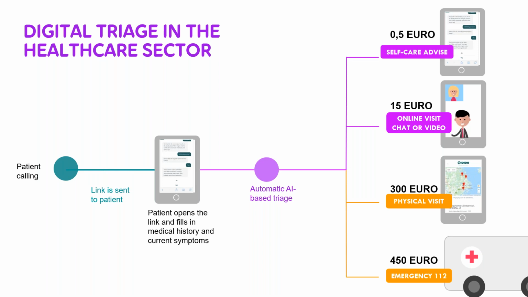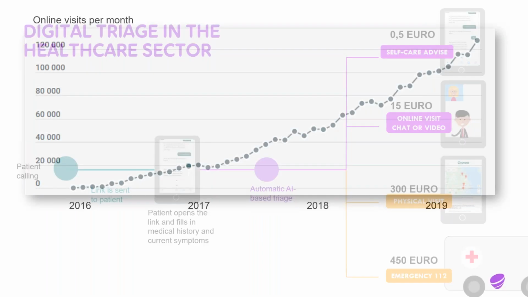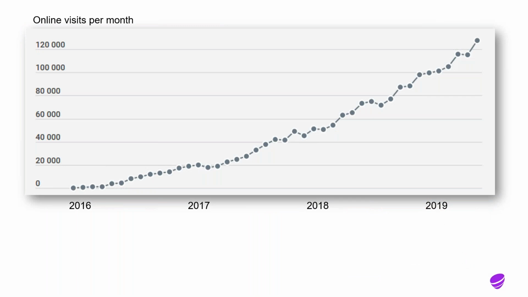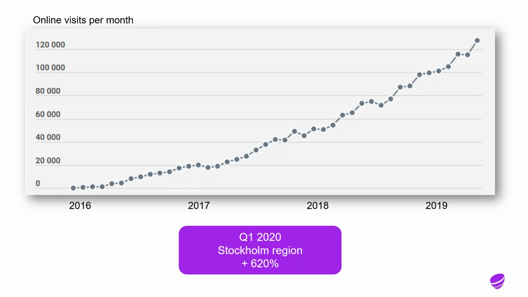So this type of service has really exploded here in Sweden. Here we can see how many online visits we have per month from 2016 to last year. And if we look at the Stockholm region, especially for the first quarter, the increase of these services was 620%, and that is of course also driven by Corona. It's simple and effortless to do this type of service.